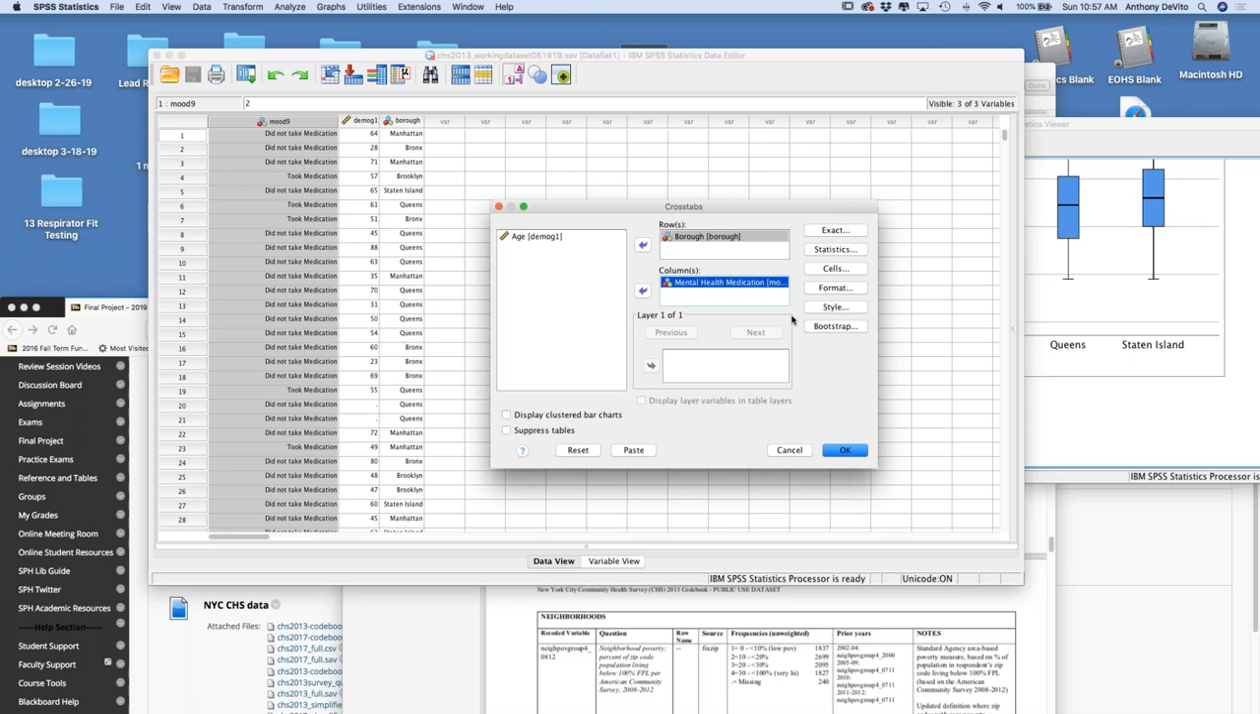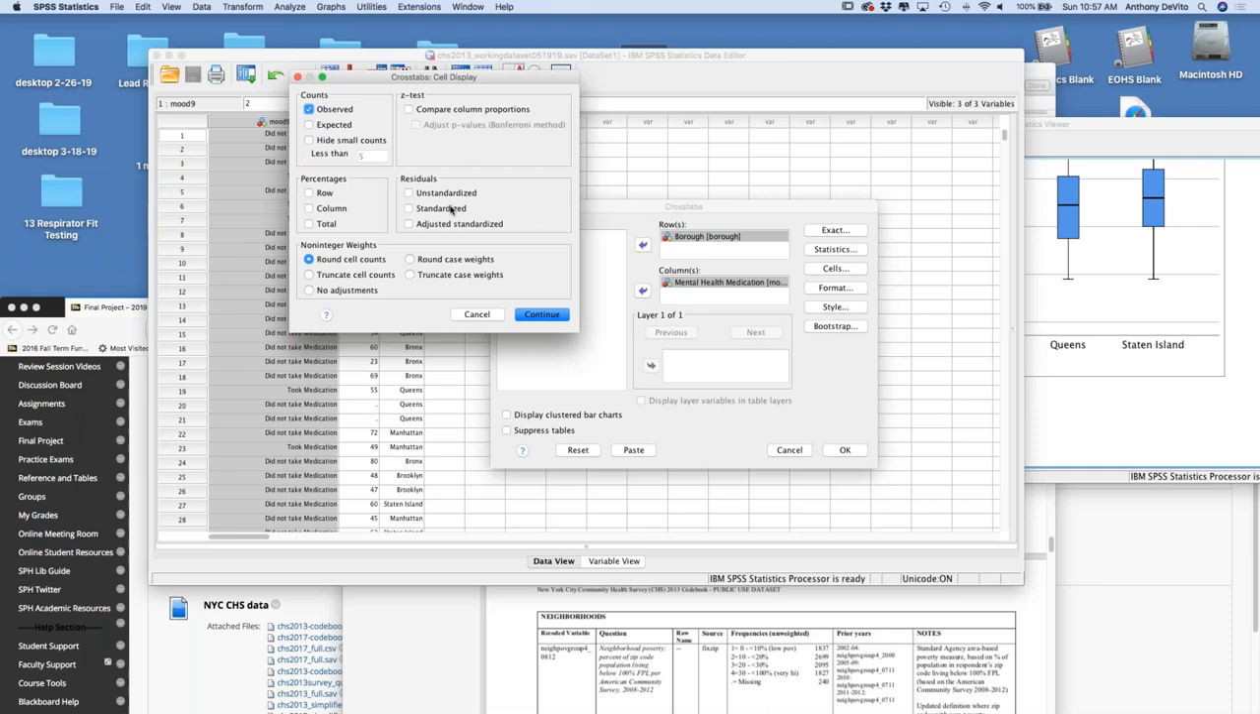Okay, so there's a number of ways I can do this. I can do this all at once. I'm going to go through it one step at a time, but you can actually check off all these values all at once if you want. So I'm going to go into cells, and I'm going to say, I want to see the observed values. That's the only thing checked off right now. I click that, and I click OK, and the output will come up.